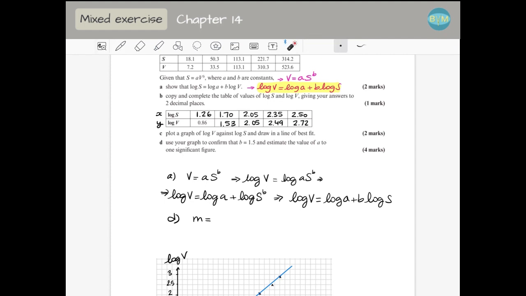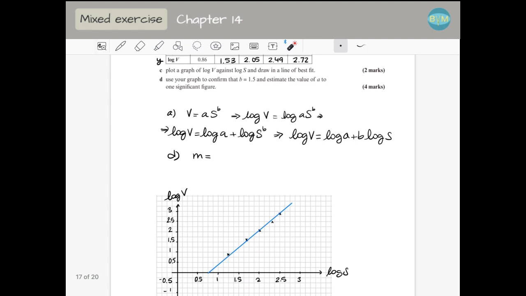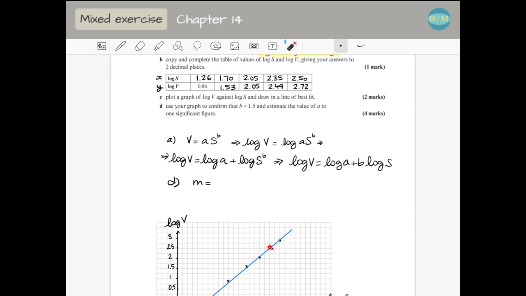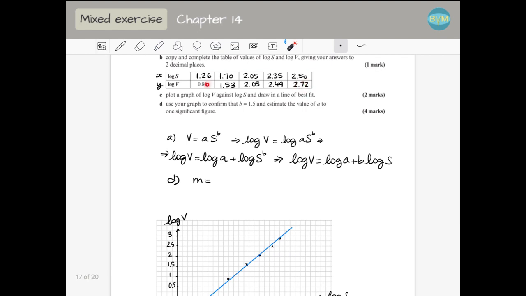To find the gradient of the line, I can get 2 points of the line and do the difference in Y over the difference in X. But as the line passes almost through the points, I'm going to use the points here. I can take, for example, the last one and the first one. So difference in Y is 2.72 minus 0.86, divided by 2.5 minus 1.26, and this is 1.5. And that's what they ask us to prove.